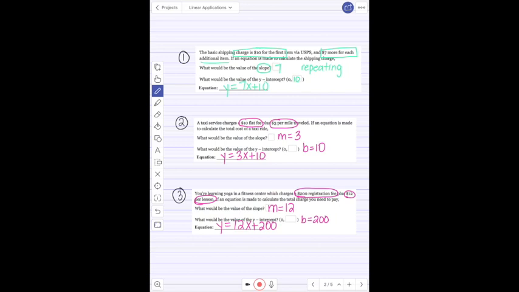All right, now that we kind of have where my pieces go and what they mean, let's apply them.